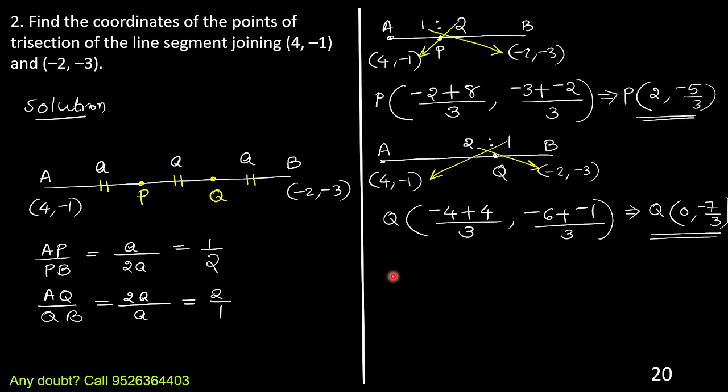After this, you may write one more sentence that the points of trisection are P (2, -5/3) and Q (0, -7/3).